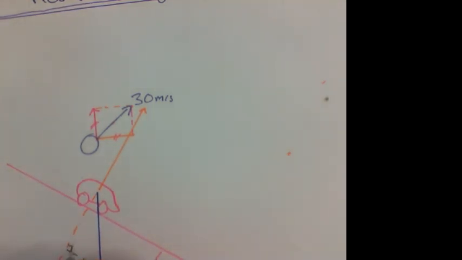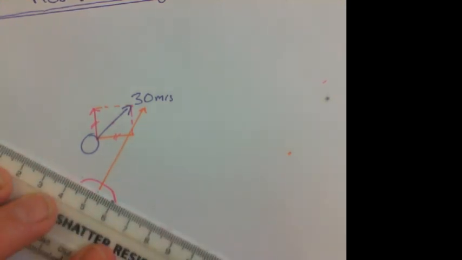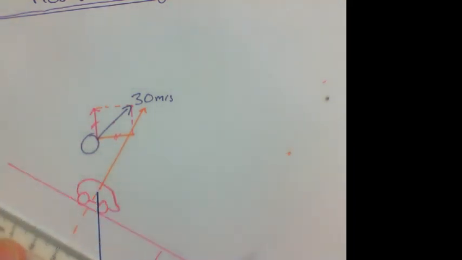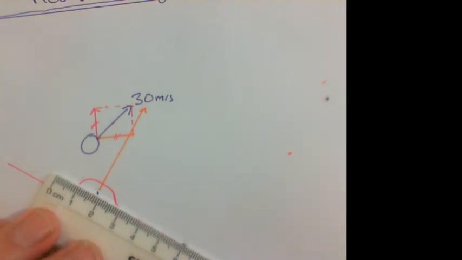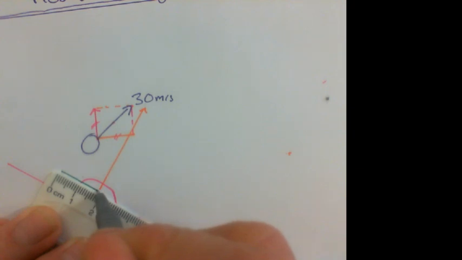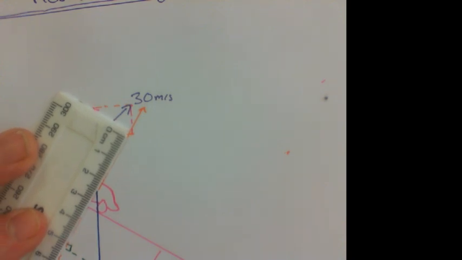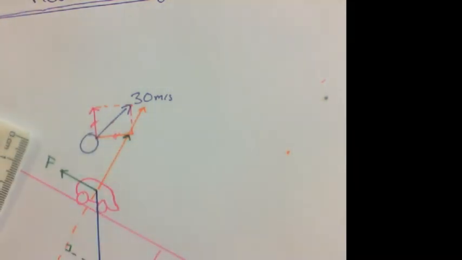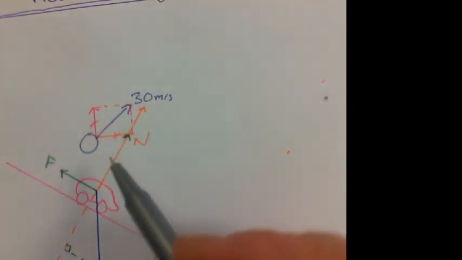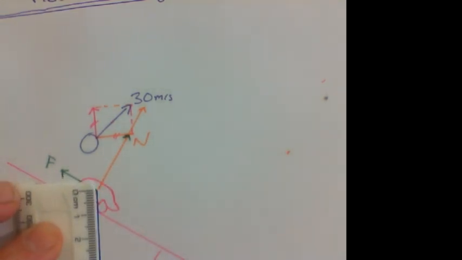Okay, so I know that that one is at right angles because I know that the friction force must be running parallel, and I've got that as 1.8 centimeters. So I know that this is my friction force. If I measure this one as well, 2.6. I know that my normal force is there, so that's 2.6 up, 1.8 that way, and my weight was 3.5.